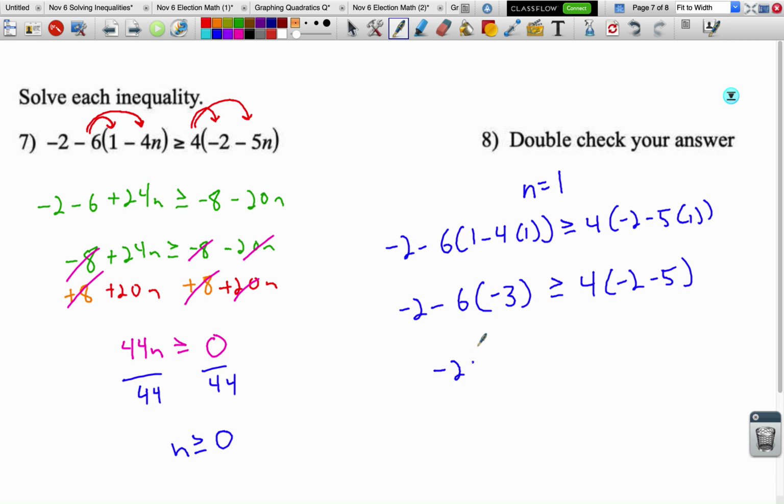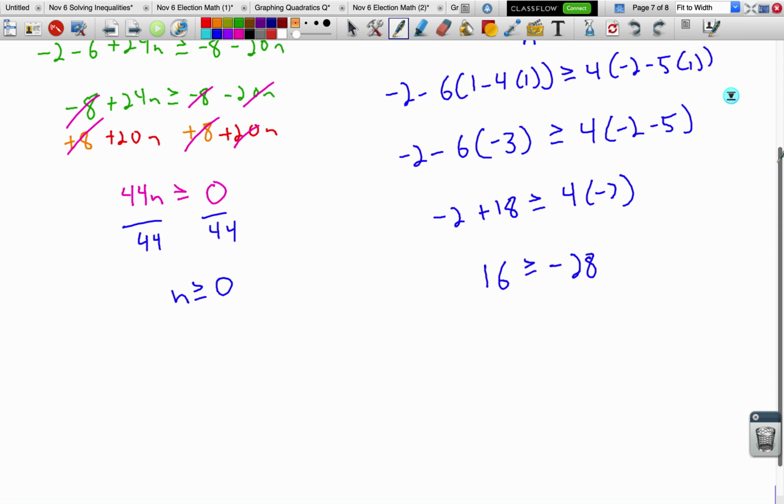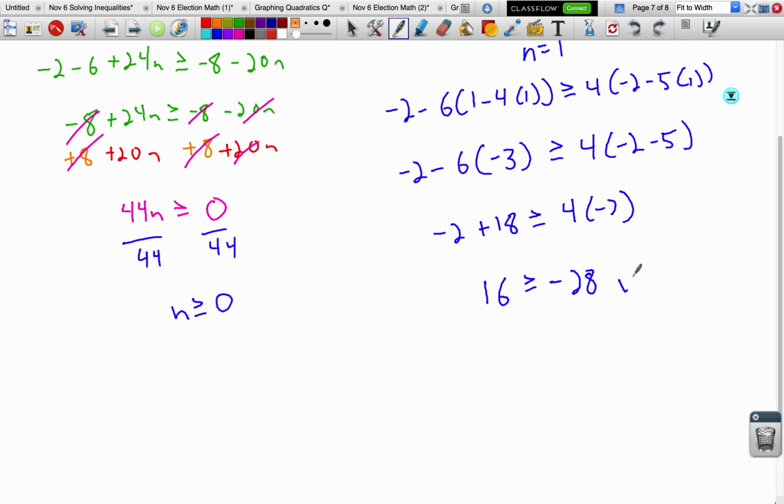All right, negative 2. Negative times a negative is a positive, so plus 18 is greater than or equal to 4 times a negative 7. Negative 2 plus 18 is a 16. Is that greater than or equal to a negative 28? Well, when you have a positive and a negative, you always want to be facing towards the positive. So that does check out.